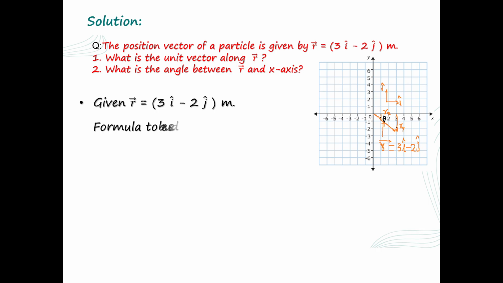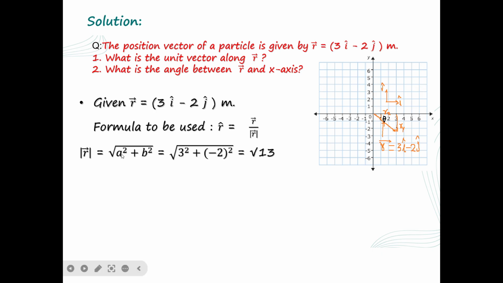Now the formula we just learned: r cap, that is unit vector r, is equal to r vector by modulus of r vector. Now modulus of r vector is equal to root under x component squared plus y component squared, that we can say root under a square plus b square. Here x component is 3 and y component is minus 2, so 3 square plus minus 2 square, that is 9 plus 4, that is root 13.